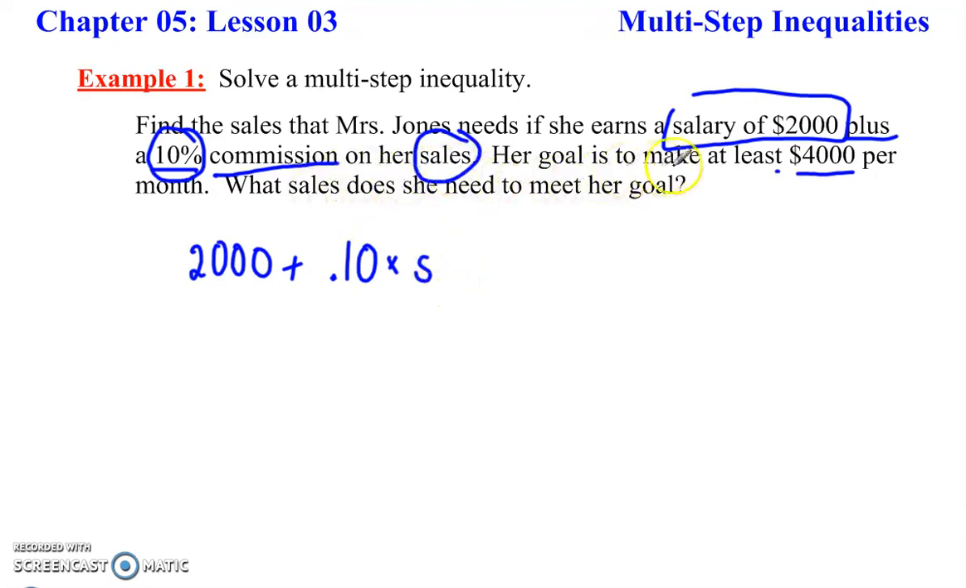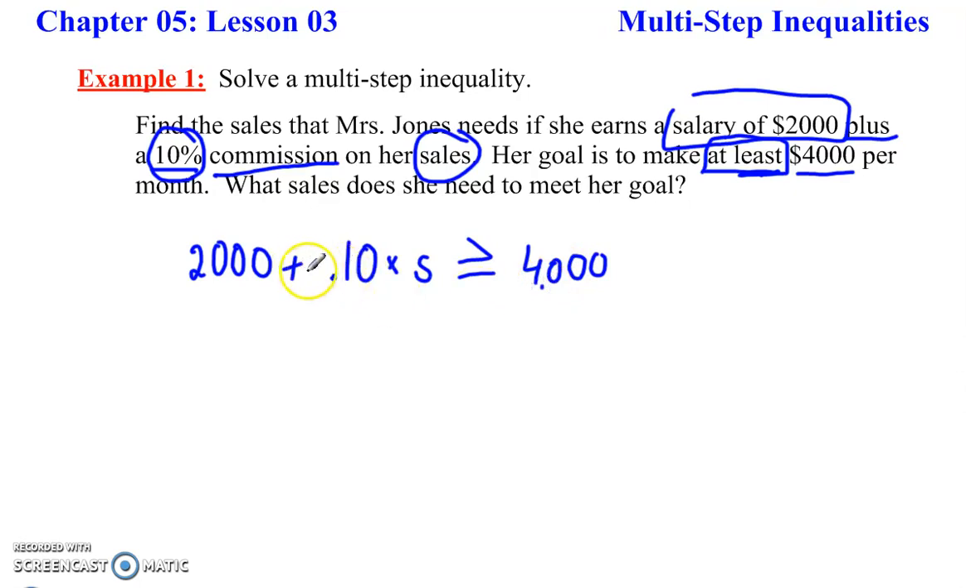Okay, and her goal is to make at least, remember that's one of those key words where you have to pay attention. That doesn't mean she wants to make less than 4,000. That means she wants to make 4,000 or more. So this has to be greater than or equal to 4,000.